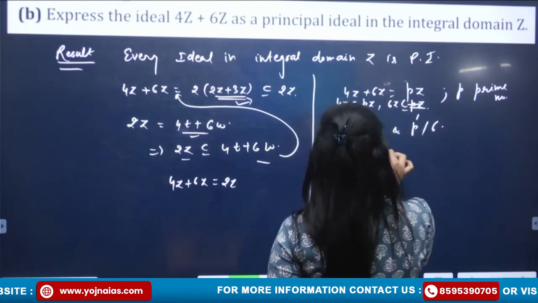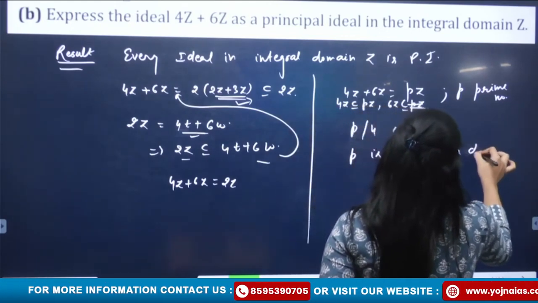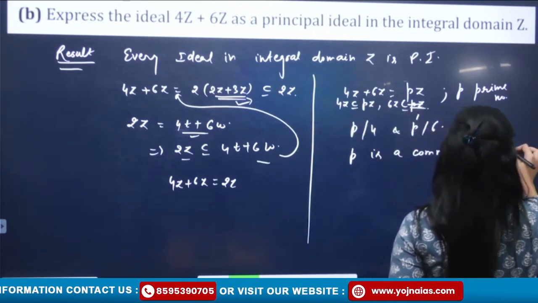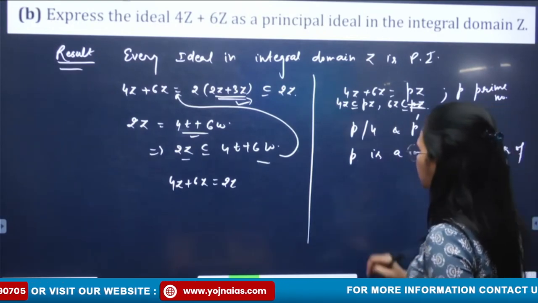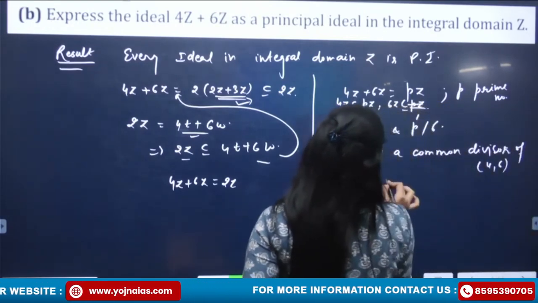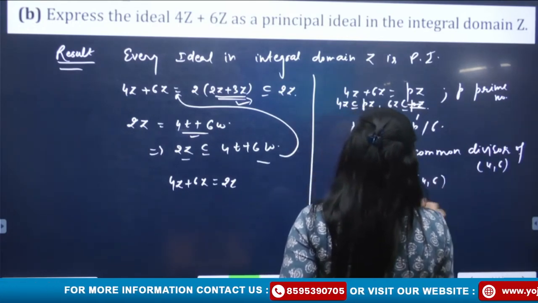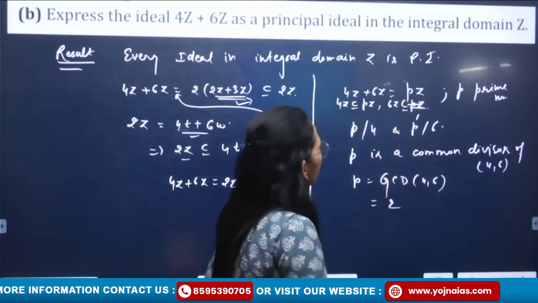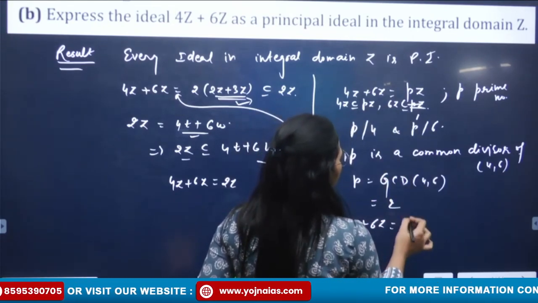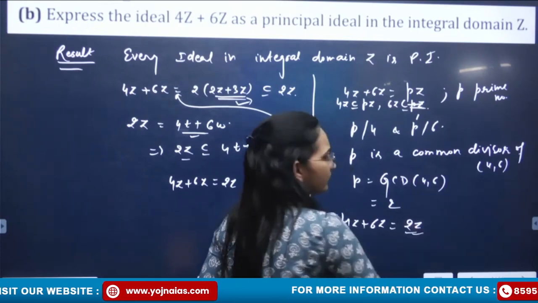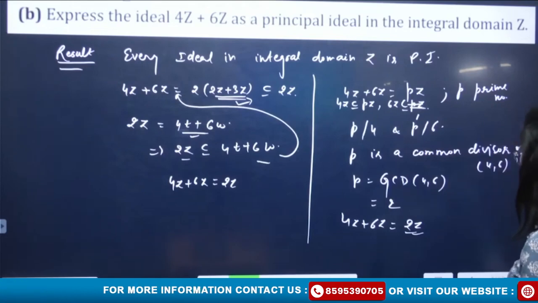That means p is a common divisor of 4 and 6 and it should be maximum. So p is nothing but the GCD or greatest common divisor of 4 and 6. And what is that? That is 2. So the ideal that we considered equal to pZ turns out to be 2Z. Okay, that is how you need to convert this into a principal ideal.